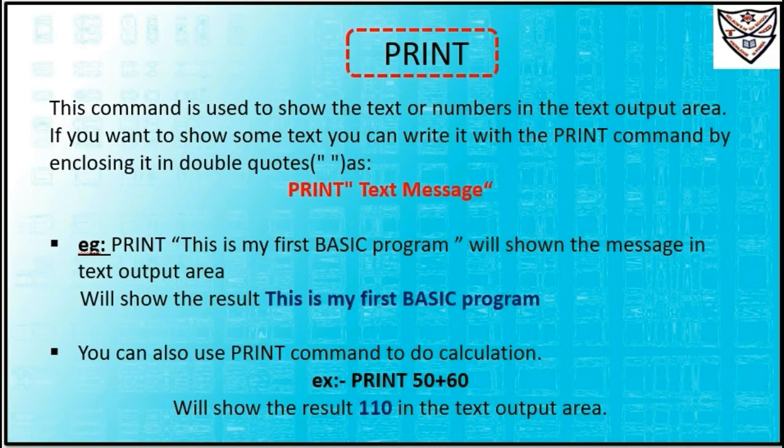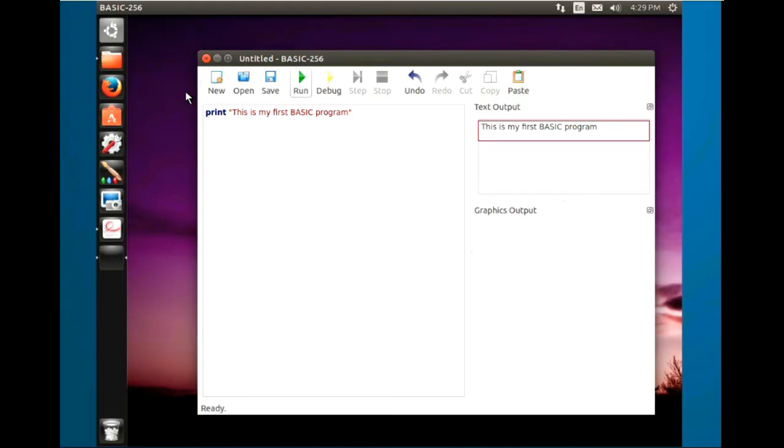You can also use the print command to do calculations. Example, print 50 + 60 will show the output result as 110 in the text output area.